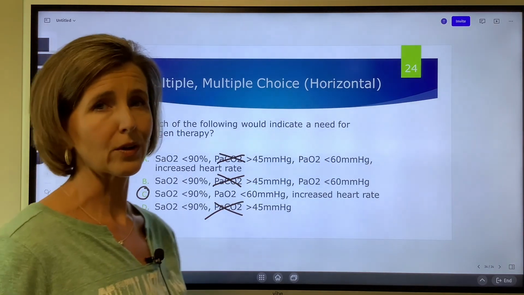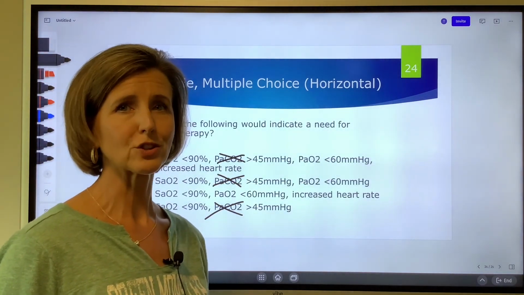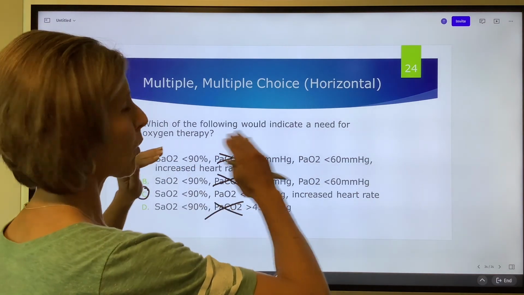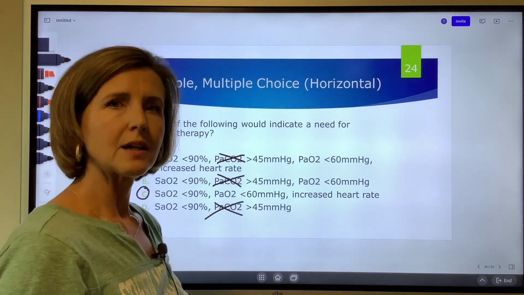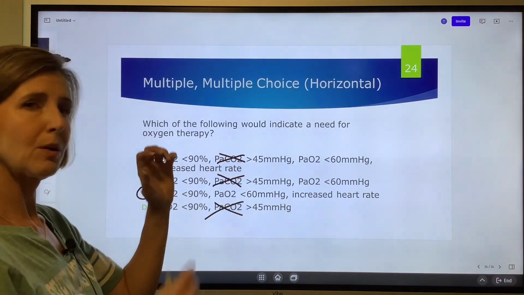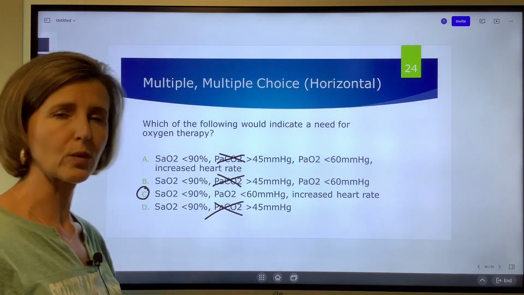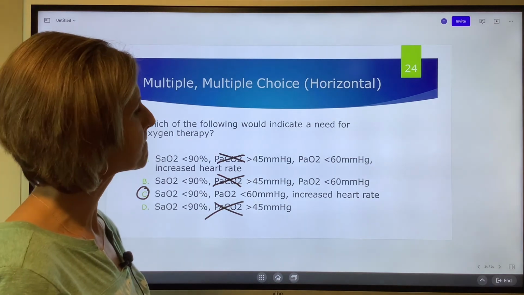So there are still multiple choice questions. They are just done in a horizontal format, or sometimes they do them in a chart format. But you will still be picking multiple responses with one answer on the TMC.